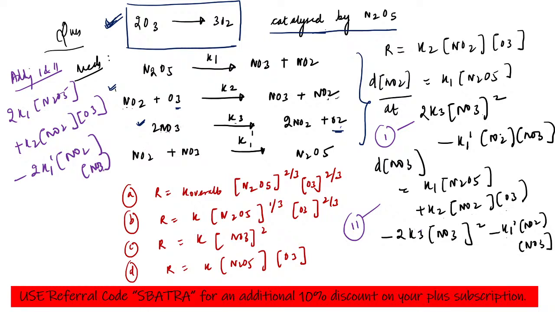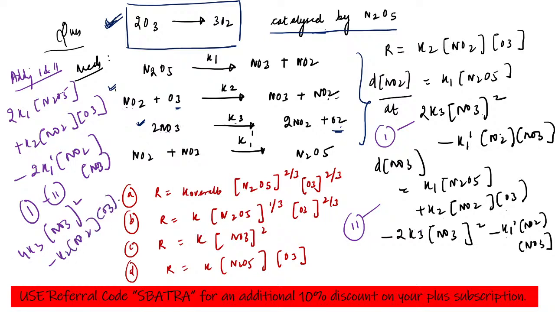Is it clear, everyone? Now the next thing is I'll be subtracting both these equations, 1 minus 2. So this and this will be cancelled out, and we will be left with 4k3 NO3 whole square, and the k1 terms cancel out, minus k2 NO2 O3.